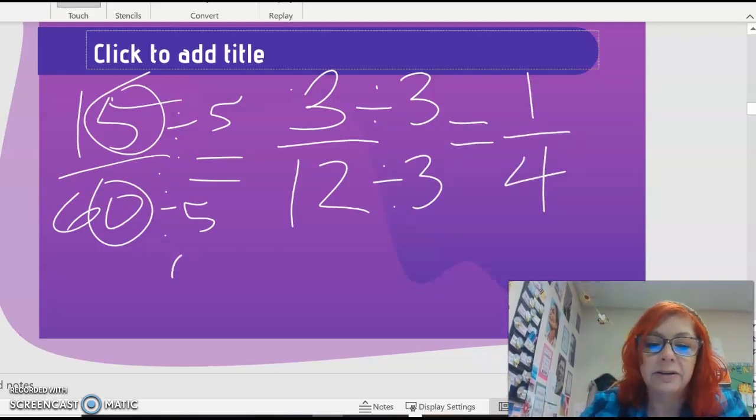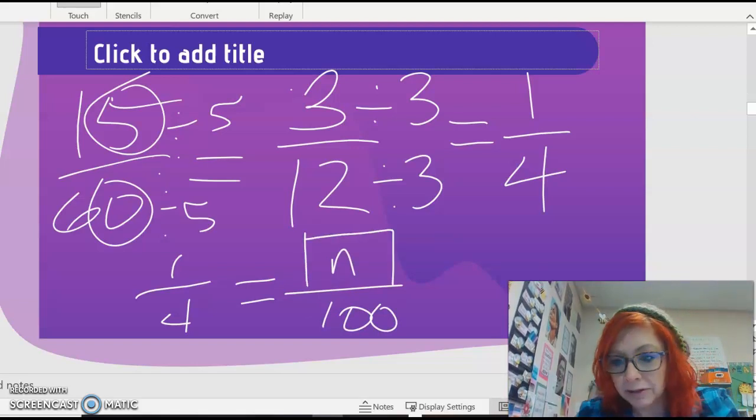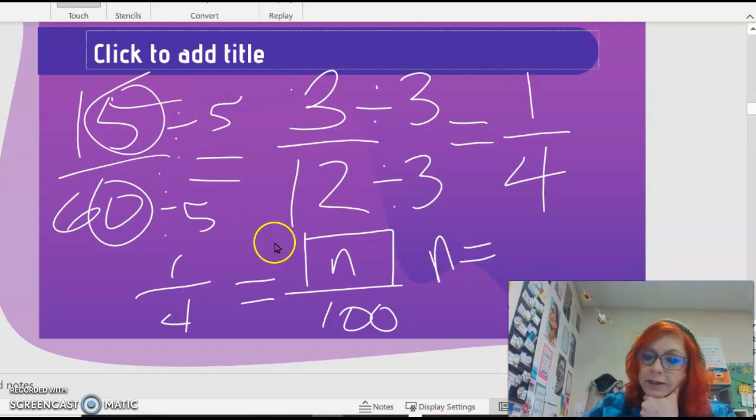Oh, and I know that if I have 1/4, I can make that something over 100. Or I could draw a box. N just means we don't know the number, but we're about to figure it out. Okay, so you're going to find N, and that'll be on the next slide.